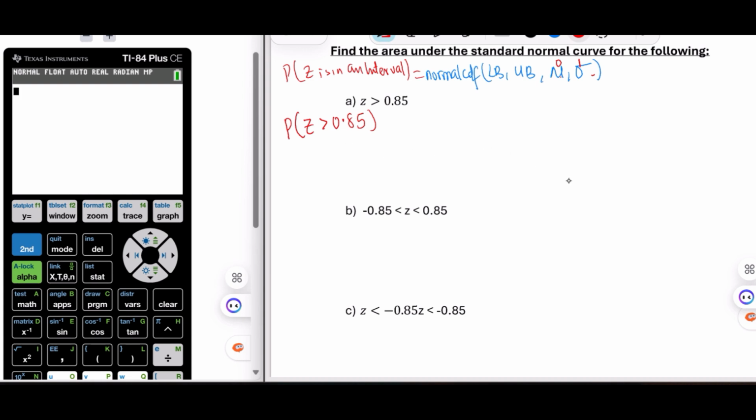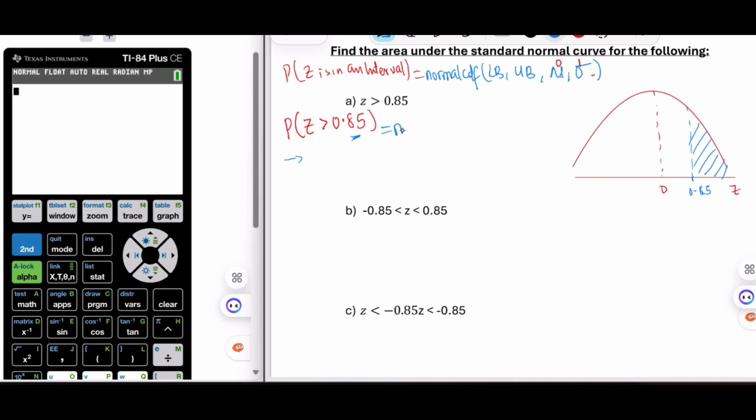Now, to do this problem, I need to draw the normal curve. So drawing the normal curve, we have the random variable as z, and the center, which is the mean, is always going to be 0. Now, we are interested in showing that z is greater than 0.85. So 0.85 is going to be to the right of 0, which is going to be here. So we have 0.85 over here. Now, if you look at this sign, we're talking about greater than, which means we are interested in the area to the right. So we are interested in the area to this right.